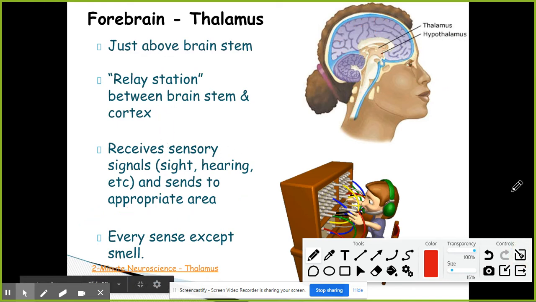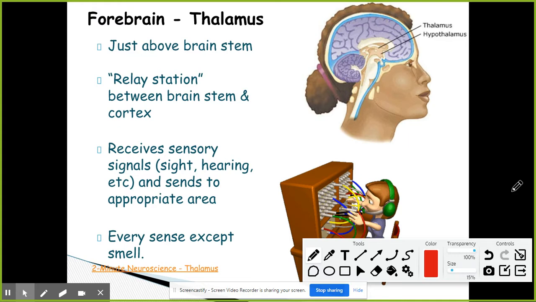So the thalamus is the sensory switchboard. It sends sensory neural signals to the correct area of the brain, whether it's hearing in the auditory cortex, vision in the visual cortex, taste in the gustatory cortex, or touch in the somatosensory cortex. It sends it to the correct area of the brain to be perceived.